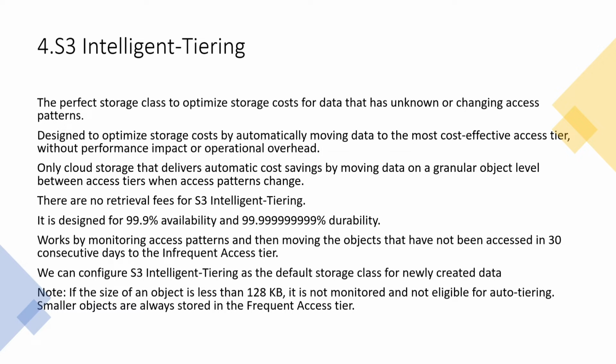There is one thing we need to note. If the size of the object or file is less than 128 KB, then it is not monitored and not eligible for auto-tiering. Smaller objects are always stored in the frequent access tier. So a file smaller than 128 KB will be stored in the frequent access tier, which is our S3 Standard. Only S3 Standard offers the frequent access tier; the rest of the classes are infrequent access or a mix of both.